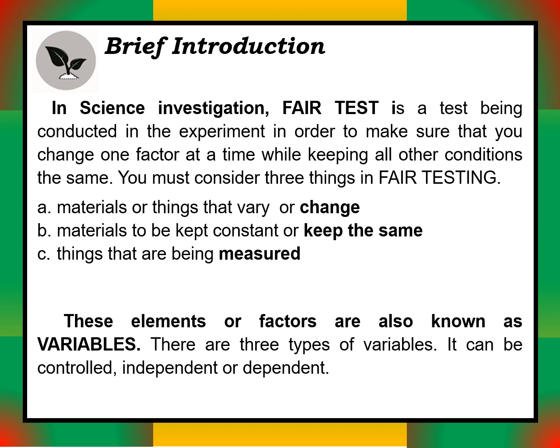What do you call these things or materials? These are known as variables. There are three types of variables that can be controlled, independent, or dependent. Remember, these materials or things are called variables that we use in the experiment. So you must identify what the variables are, so you can check if that variable must be changed, must be controlled, or must be kept constant. All right.